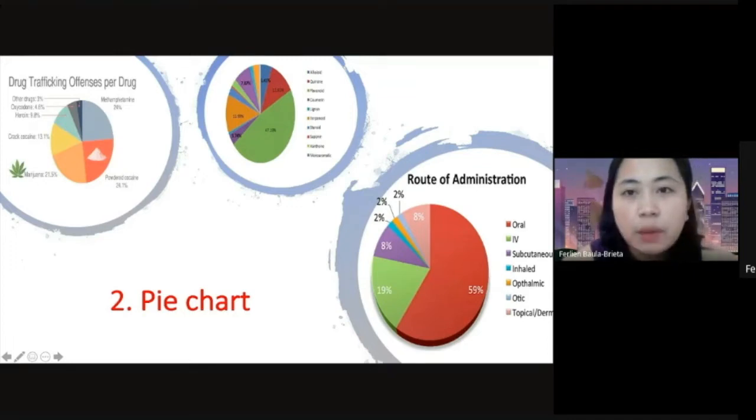Another example given here is the route of administration. Another one that is more than 7. It's 7 pala. So it's 7, but the oral administration, of course, represents the very big chunk of our pie chart. Okay, so this is how a pie chart is being made.